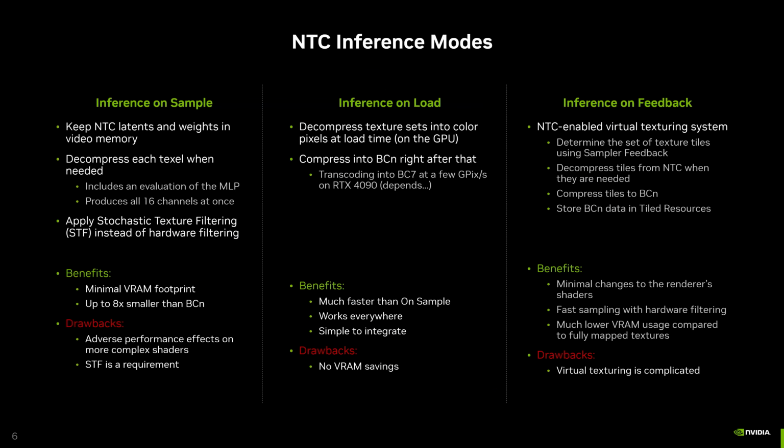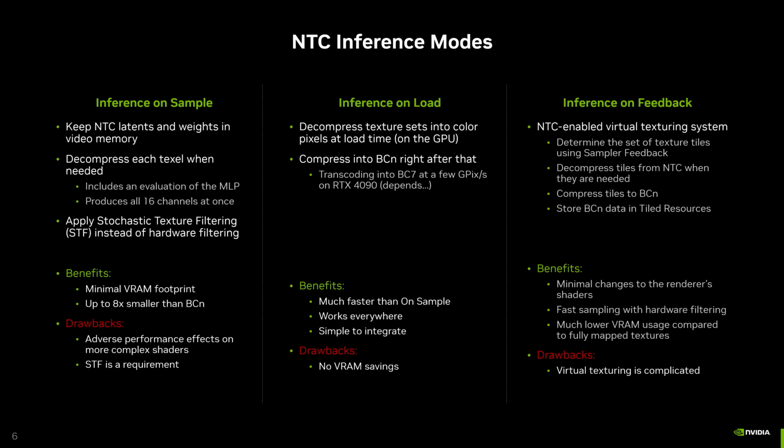I mentioned that there are multiple inference modes supported by NTC. It's important to understand the differences here. The first one, what was originally described in the NTC paper, is called inference on sample, on the left here. The idea is that we take the NTC compressed data, all that latent tensor and the weights, and we keep them in video memory. When we are rendering some model, some triangle with an NTC material, for a given pixel, we know the position that we need to sample. We apply stochastic texture filtering to translate a fractional UV and the filtering mode into an integer texel position, and decode the NTC texture set for that texel position. We get all the channels at once, and we use that for shading.